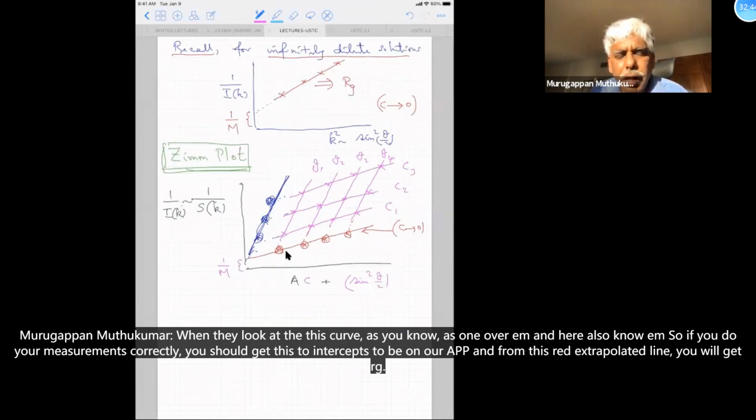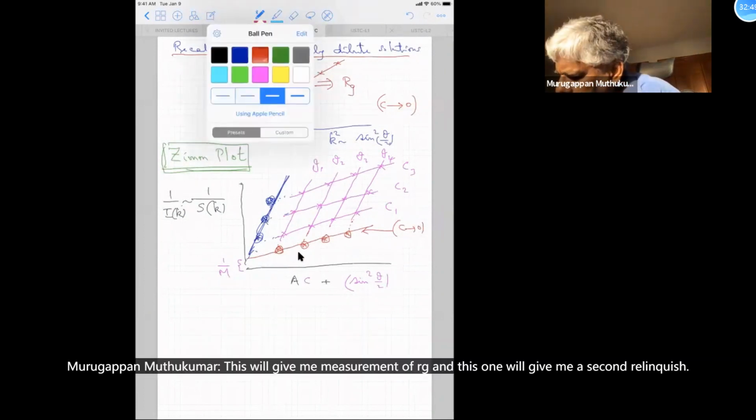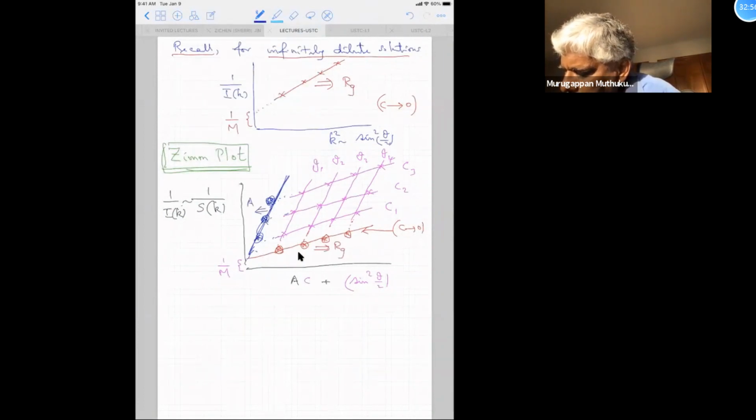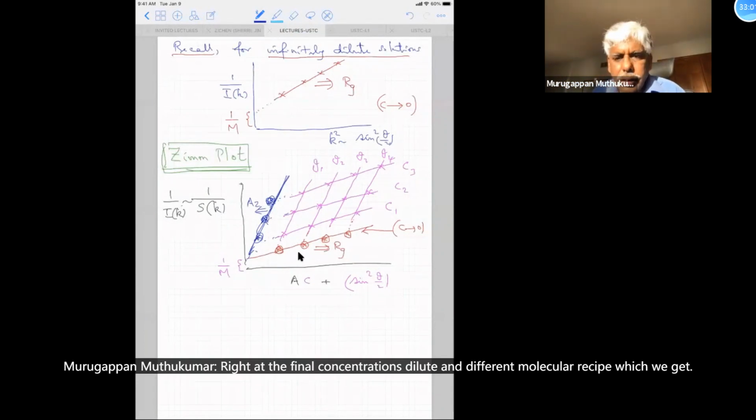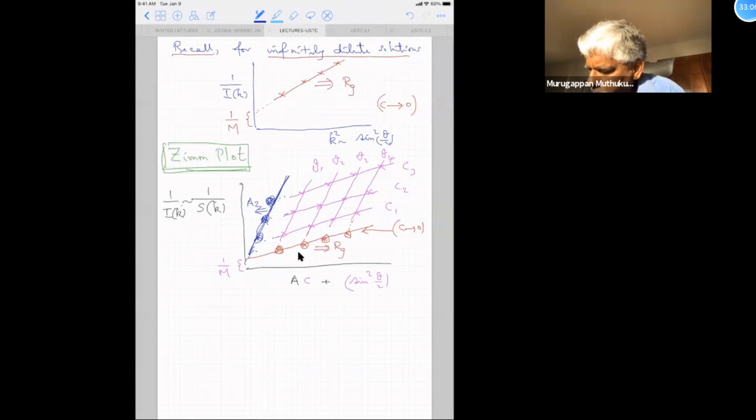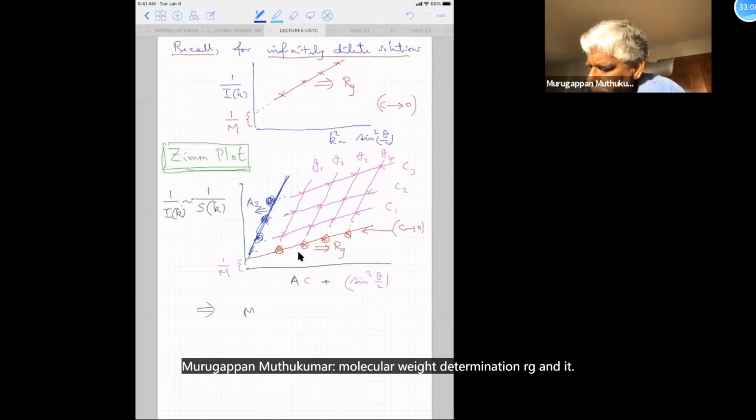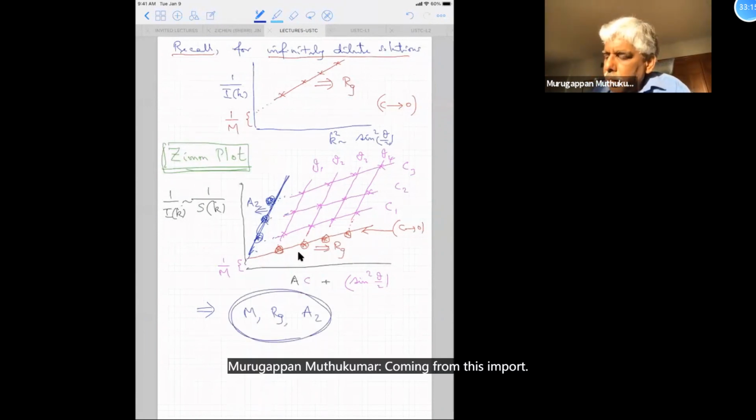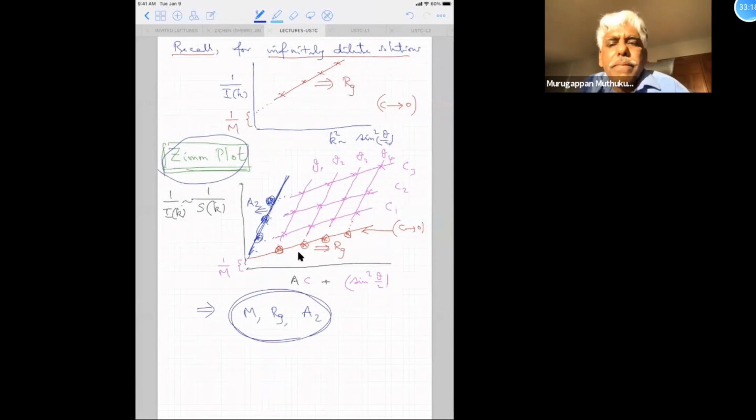And from this red extrapolated line, you will get Rg. This will give me a measurement of Rg. And this one will give me the second virial coefficient. So in one experiment, at finite dilute concentrations, and different molecular weights if you wish, we get the molecular weight determination, Rg, and A2. All 3 of them come from this Zimm plot.